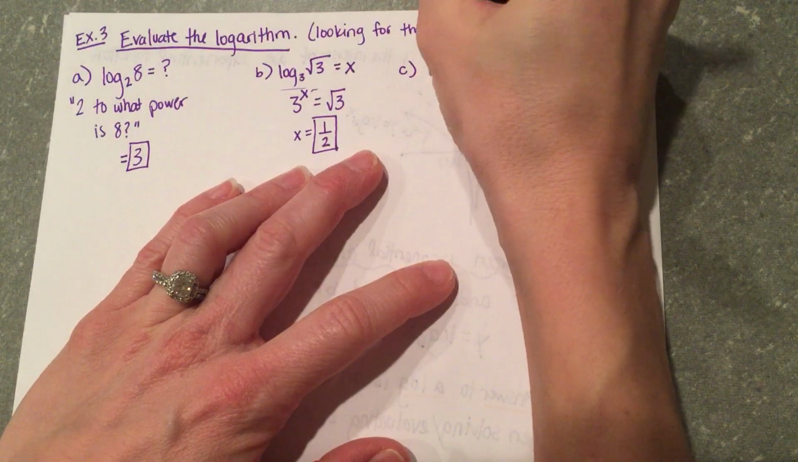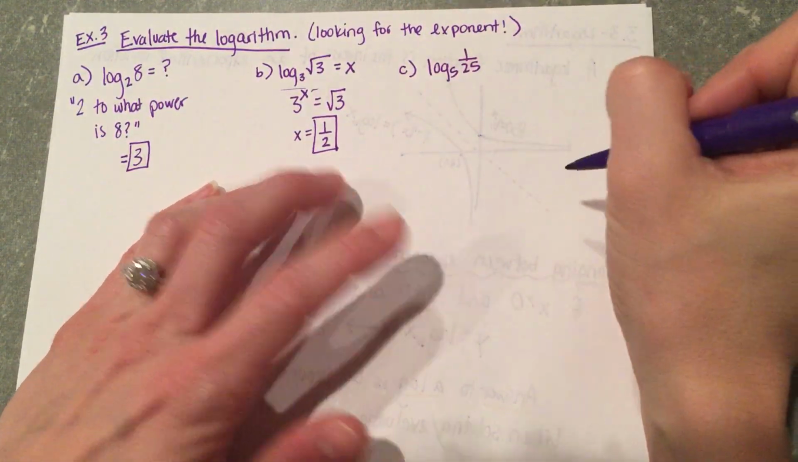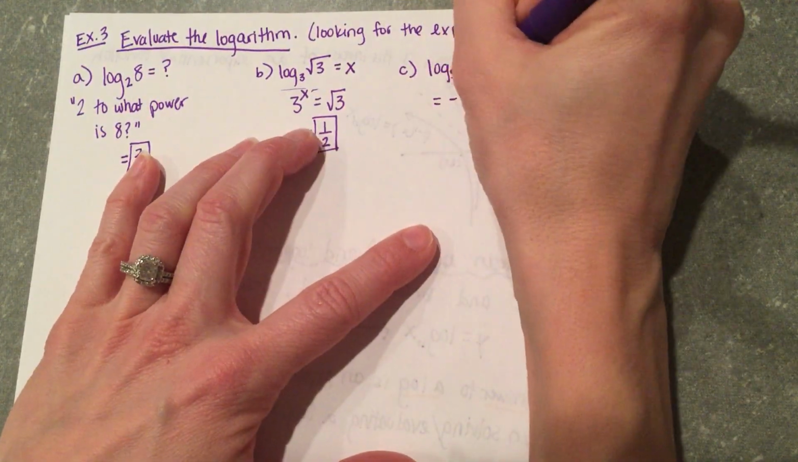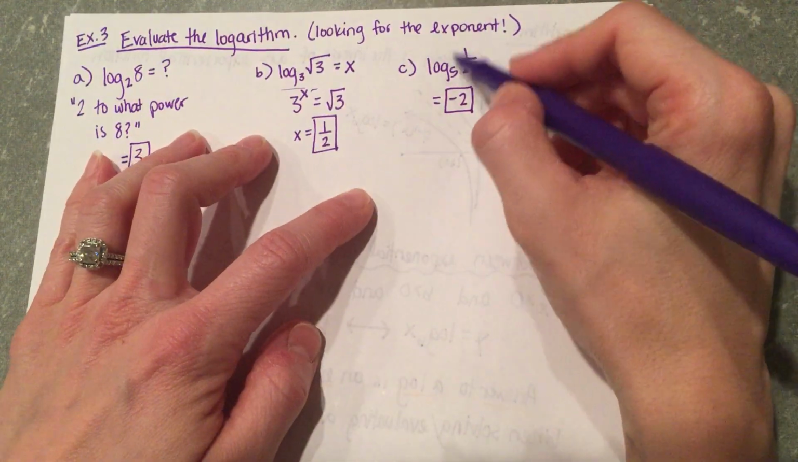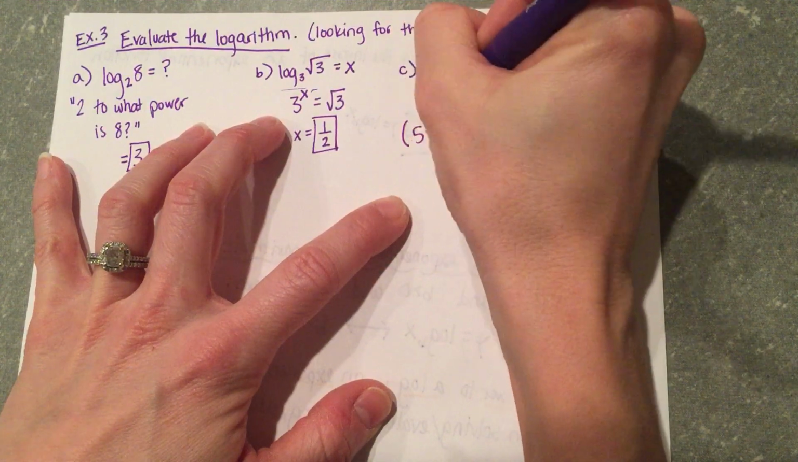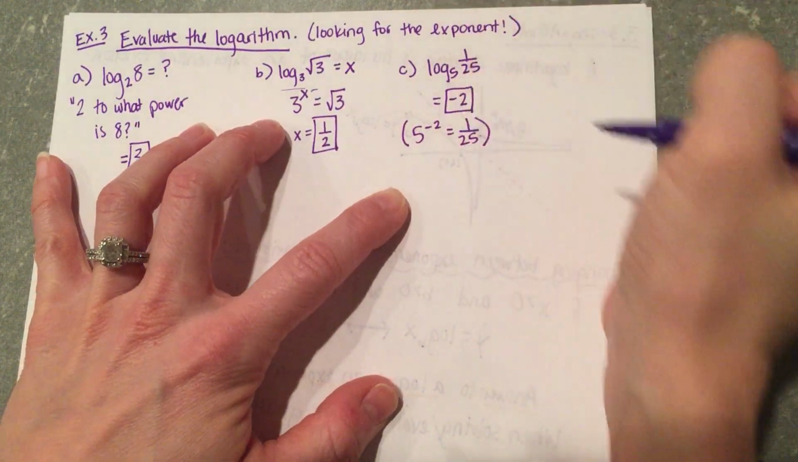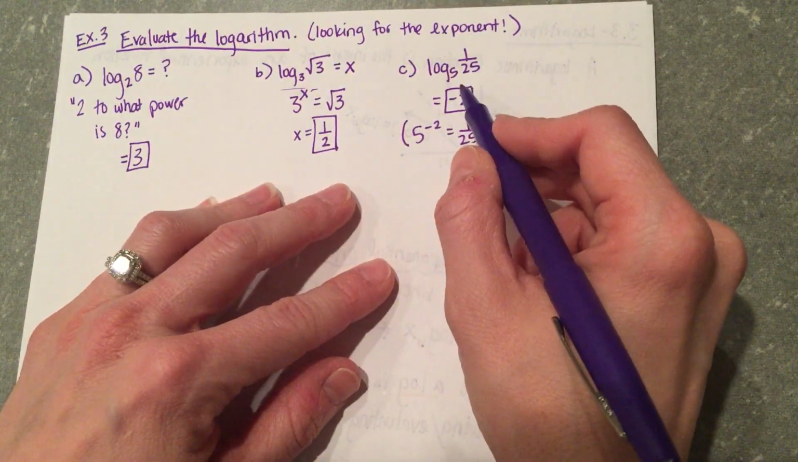How about this? Log base 5 of 1 over 25. So 5 to what power equals 1 over 25? Wouldn't that be negative 2? Because 5 squared is 25, but it went on the denominator. So this is because 5 to the negative 2 equals 1 over 25. So you're still answering the question, what is the exponent that gives you this answer?